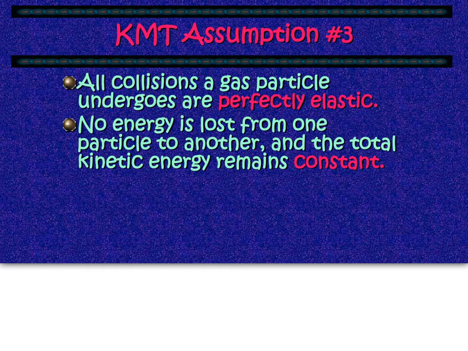The last assumption of the kinetic molecular theory is that all collisions a gas particle will undergo are elastic. Well, what does elastic mean? Elastic means that basically they hit each other and they bounce apart. So there's no energy that is lost from one particle to another. It's not like one particle says, oh, I'm going to go faster, and then I transfer my energy to the other gas particle. Nope. They bounce together and then they bounce back apart, and they have the same amount of energy as they did when they hit. So we say that no energy is lost, and the total kinetic energy is constant. It doesn't change at all.